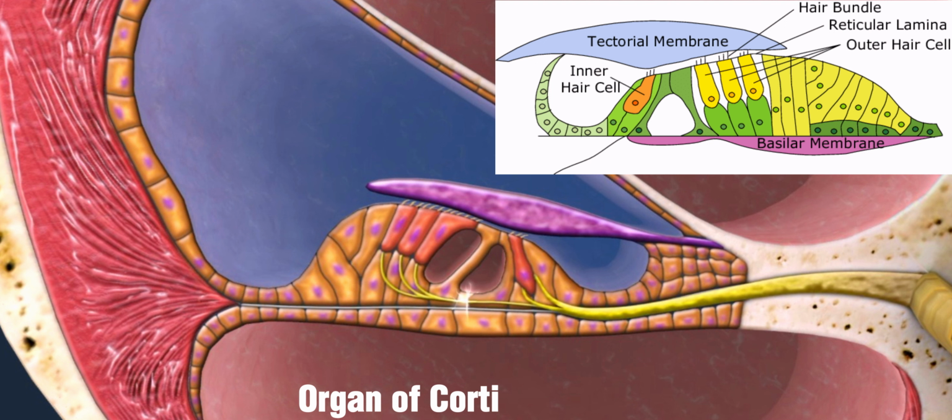Supporting cells. These cells provide structural support for the inner and outer hair cells, and help to maintain the integrity of the organ of Corti.